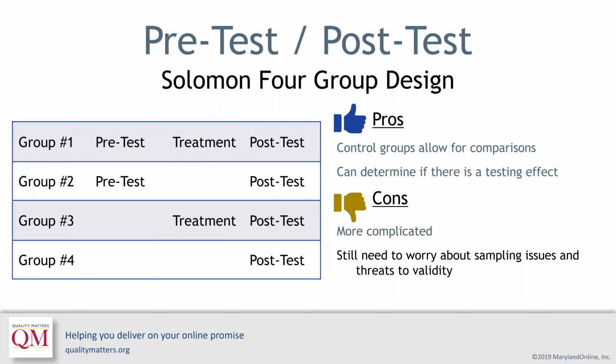Just like we saw with randomized experimental designs, we still need to worry about sampling issues and threats to validity. Everything we saw earlier applies here. And randomization is still required for a causal conclusion. So the Solomon 4-group design addresses the criticisms that we saw with the basic pre-test, post-test, but it can also complicate your research study and it may not be practical. You may not have the sample size to divide into 4 groups. If you can't randomly assign participants to groups, you still won't be able to make the strongest causal conclusions.